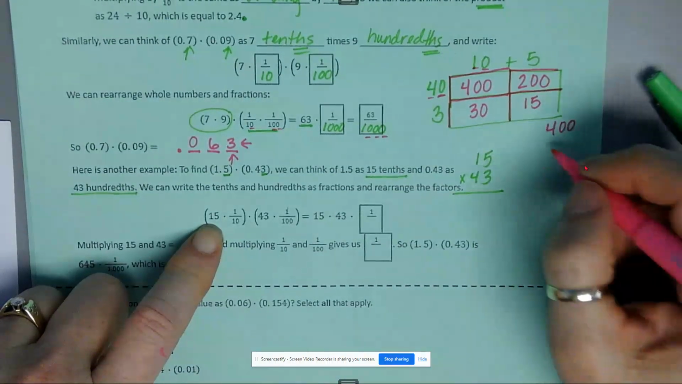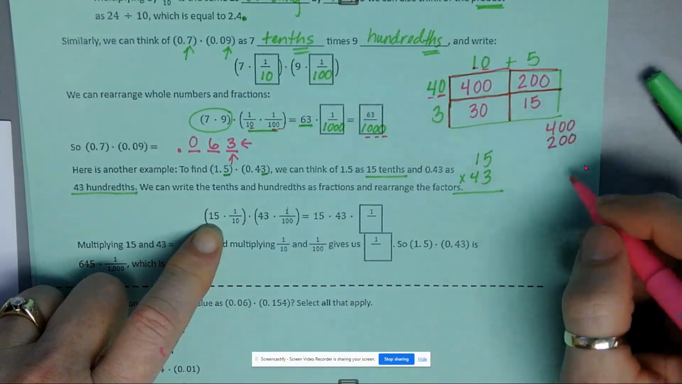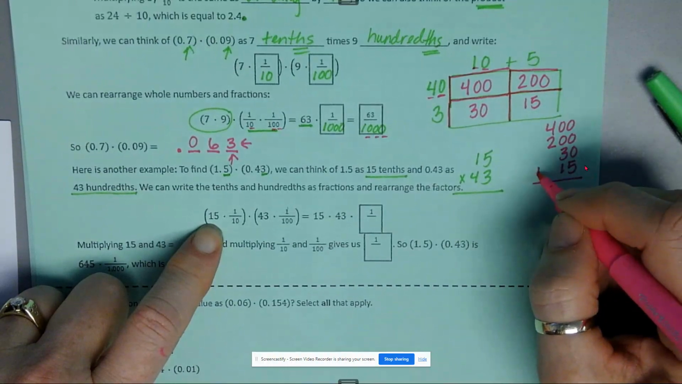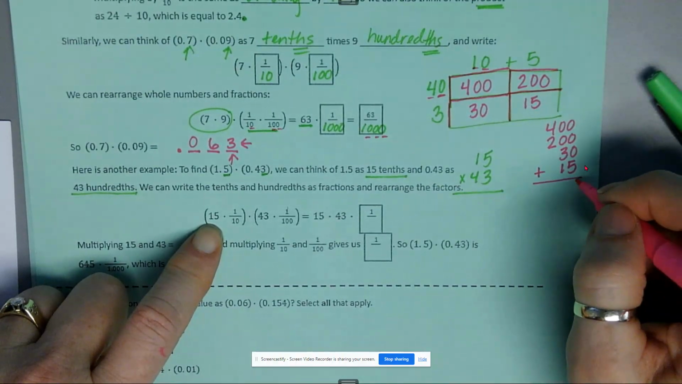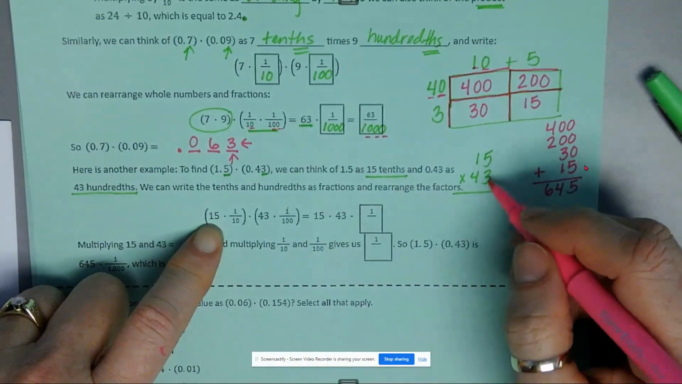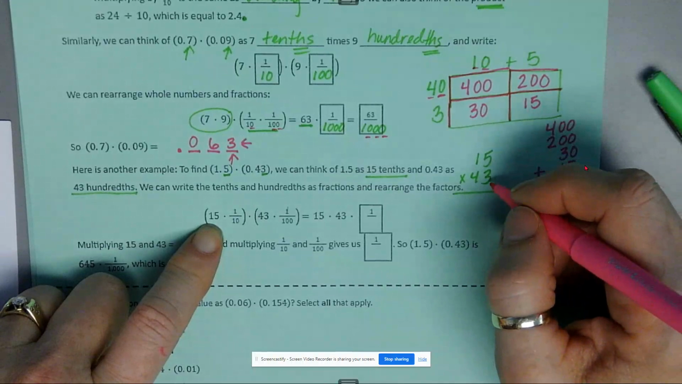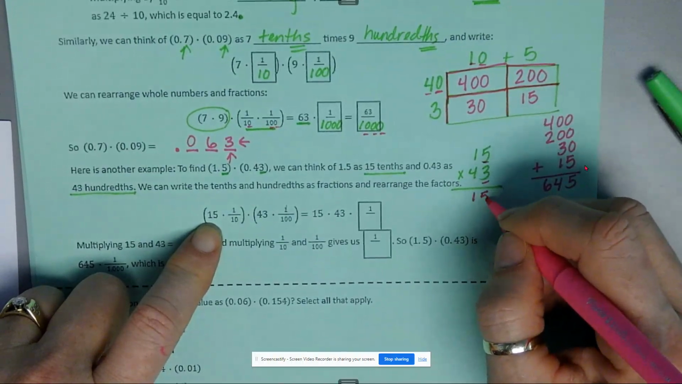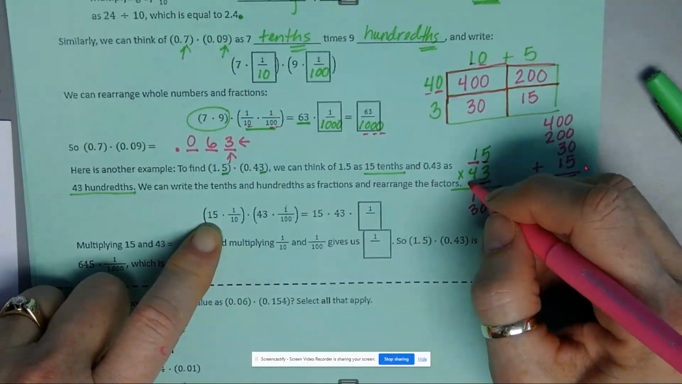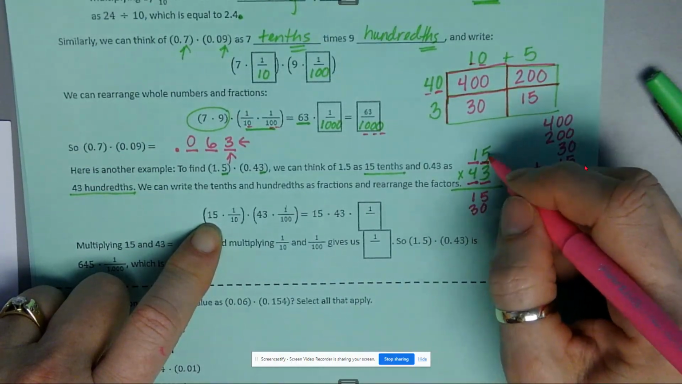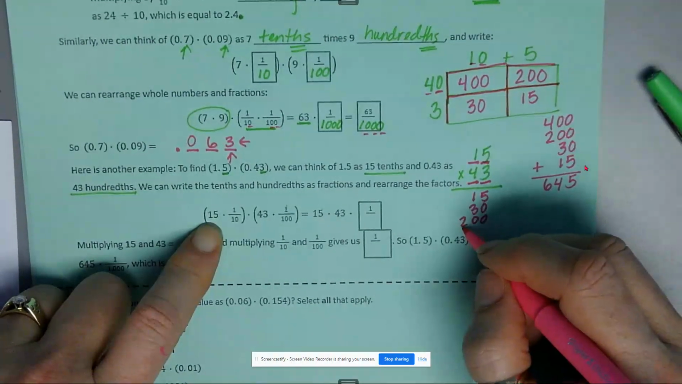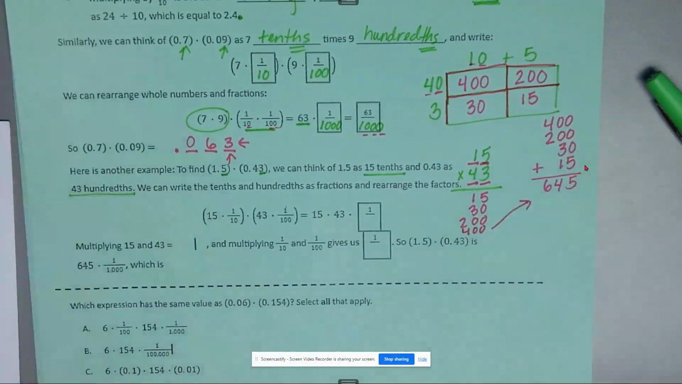You're going to add them up. Okay, 645. Now, some of you will do partial product. So 3 times 5 is 15. 3 times 10 is 30. 40 times 5. So 4 times 5 is 20 with a 0. And 40 times 10 is 400, which will give us the same answer.